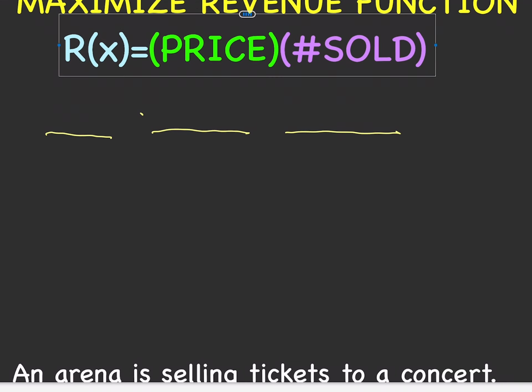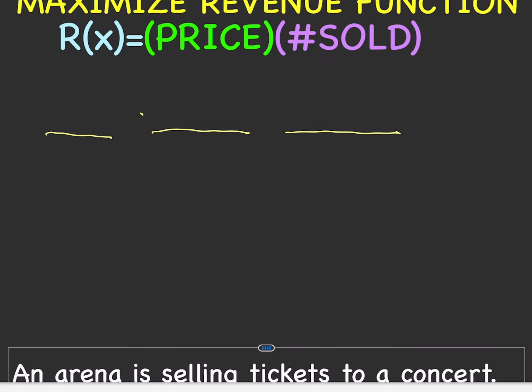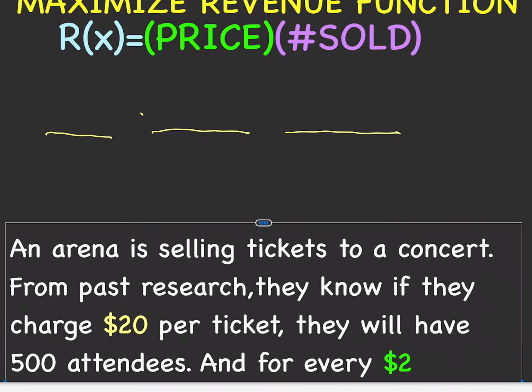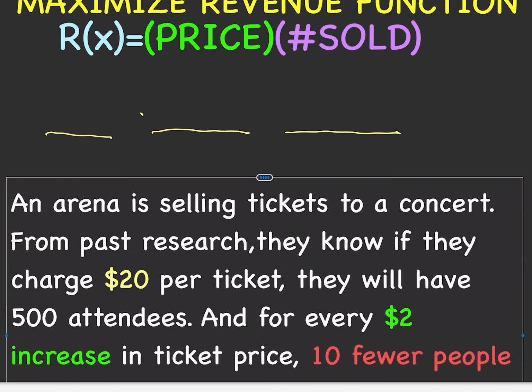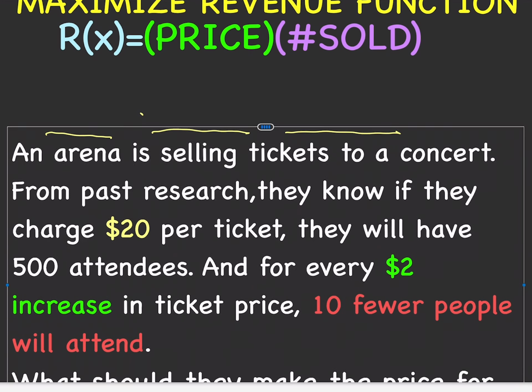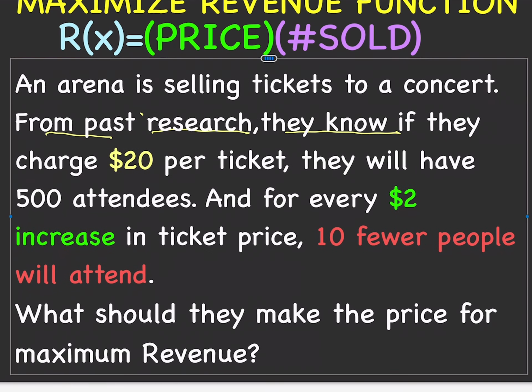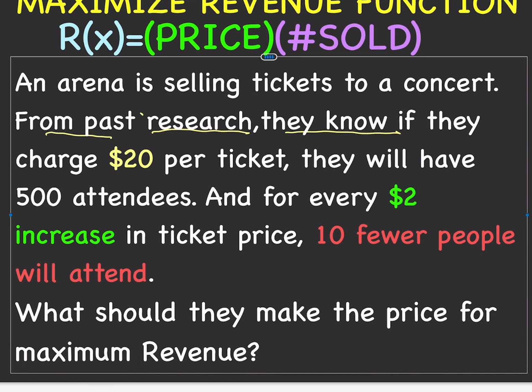So let's say we have this situation where we have a person or an event that can charge a certain amount of money, and they're selling tickets to a concert, and from past research they know if they charge $20 per ticket they will have 500 attendees, and for every $2 increase in the ticket price they'll lose 10 people. 10 fewer people will attend. So what should they make the price for maximization of their revenue? All right, so what price should they raise it to?